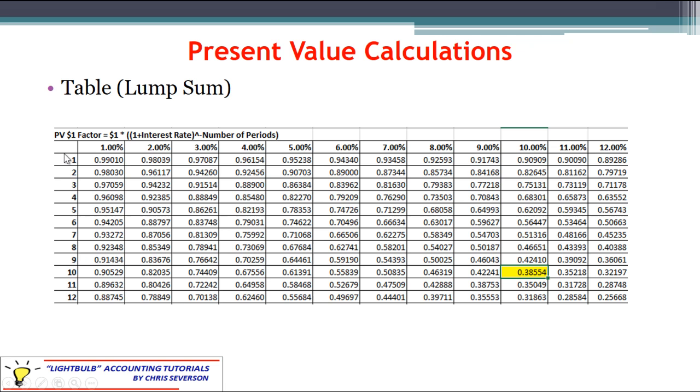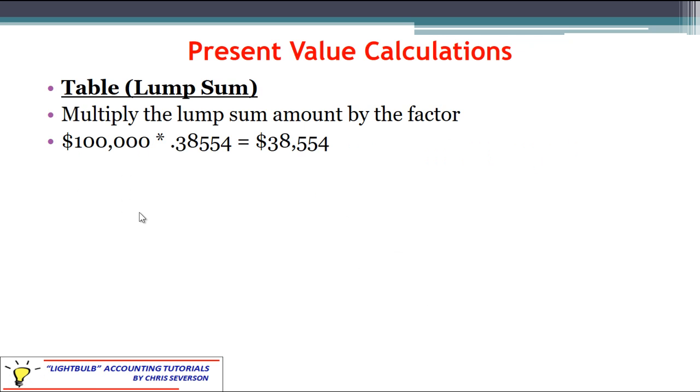For our example, we're just talking about an annual bond, and it's going to be a 10-year bond, and we're going to see the market is 10%. So our factor is 0.38554. The factor tells you the present value of $1, a lump sum of $1. So to find the present value of $100,000, you multiply that factor, 0.38554, by the $100,000 amount, and you end up with $38,554, as we said earlier.